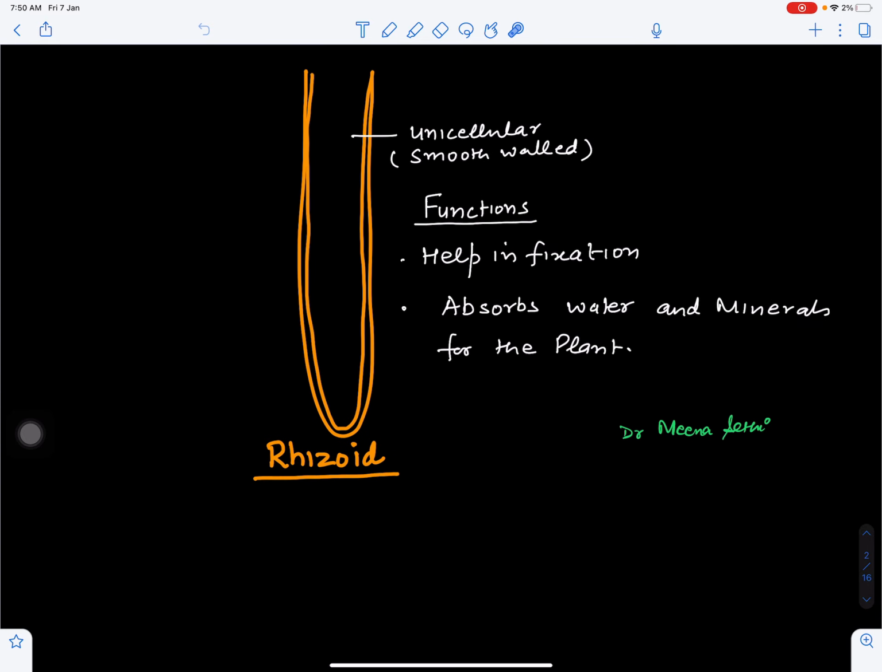Now, this is the diagram of a rhizoid, showing that this is made up of a single cell and its wall is smooth. So these are unicellular smooth-walled rhizoids. They will fix the plant to the soil as well as absorb water and minerals from the soil.